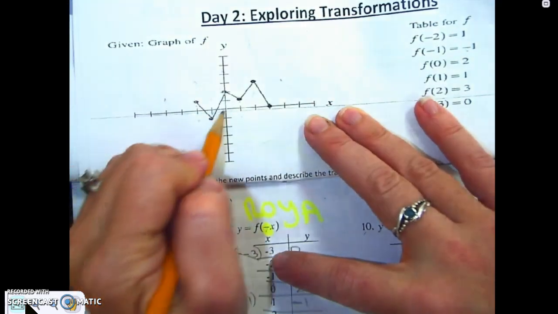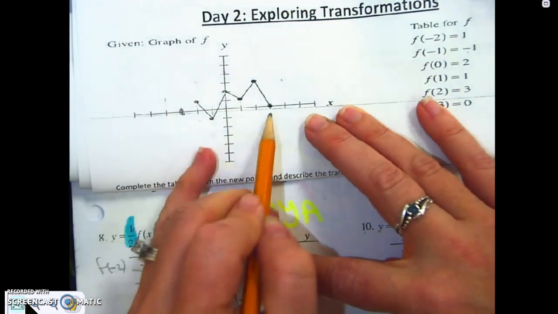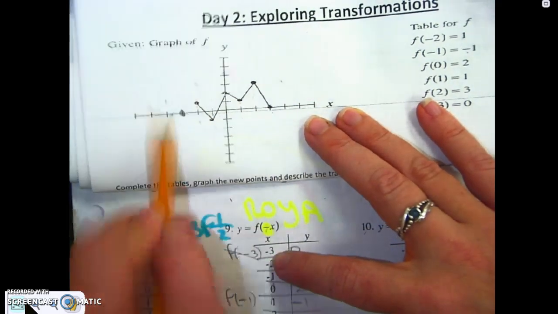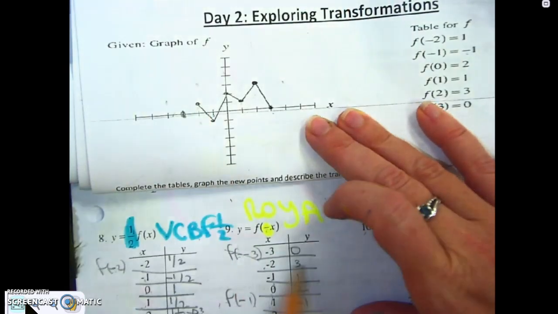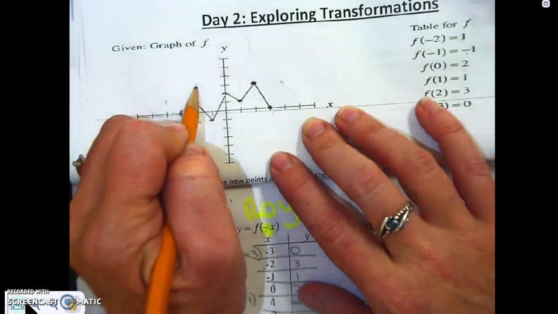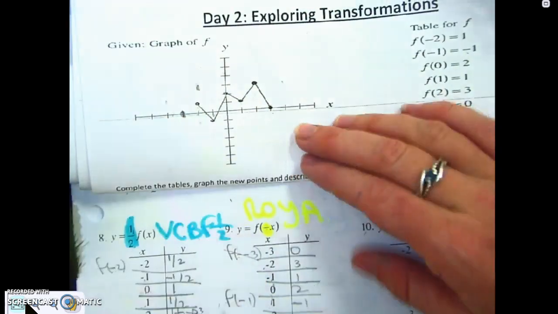So I'm going to graph it on the original. So this is negative 3, 0. Remember it was originally 3, 0, but now it's negative 3, 0, like it's flipping. See how it's flipping over the y. Negative 2, 3. It was originally 2, 3, but now it's flipped to the other side.